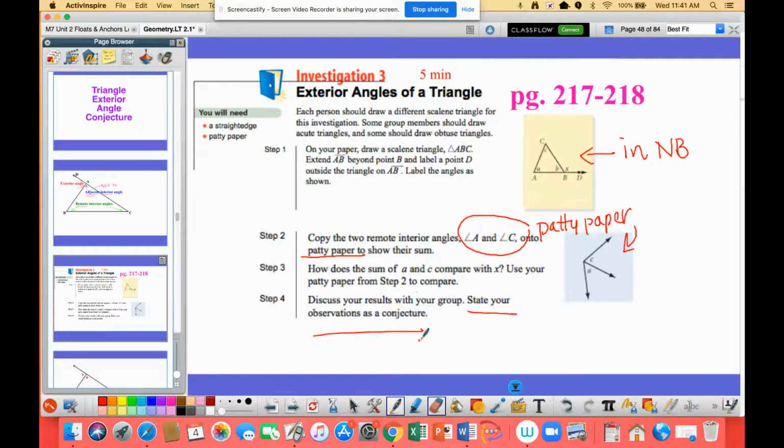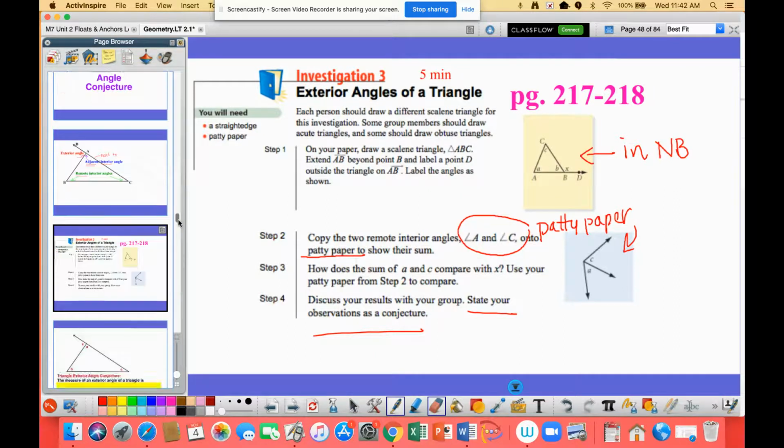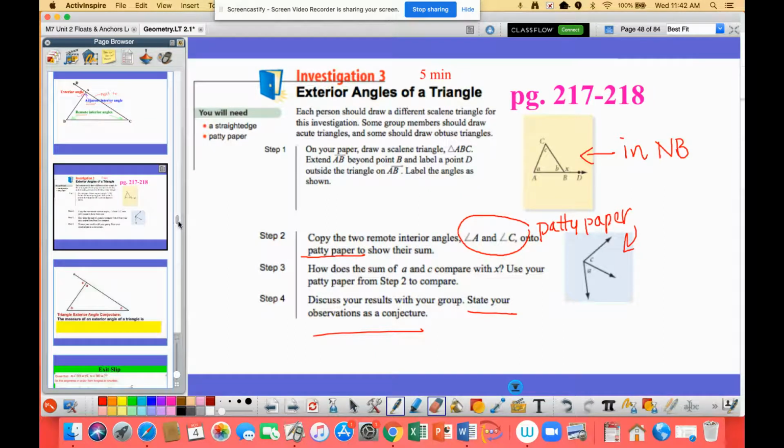So what did you notice? Maybe it's not a formal conjecture, but what did you notice with that? Once you have that done, go on to the next part. You may need to pause the video to complete all of that and then unpause to come back.